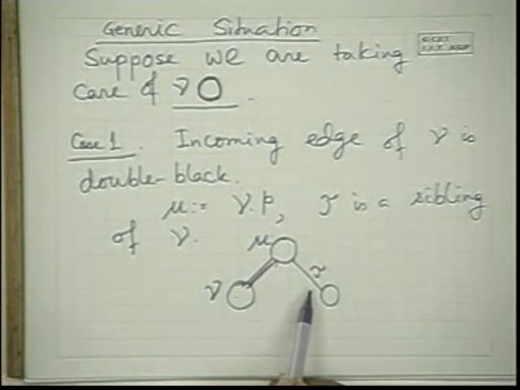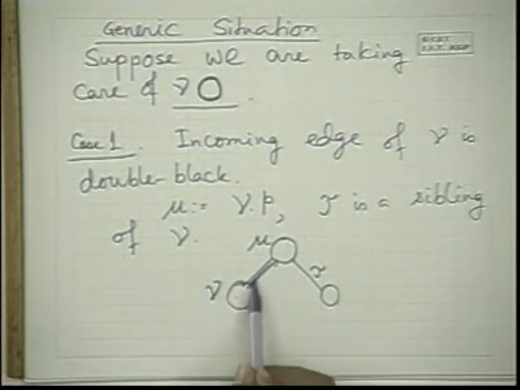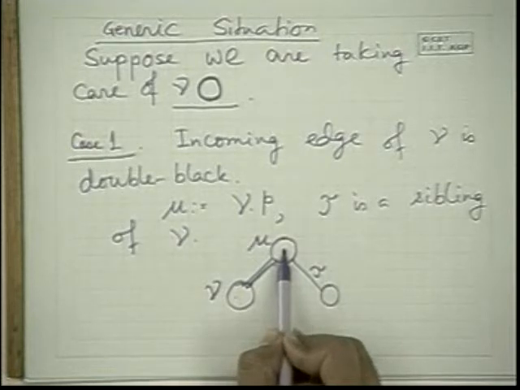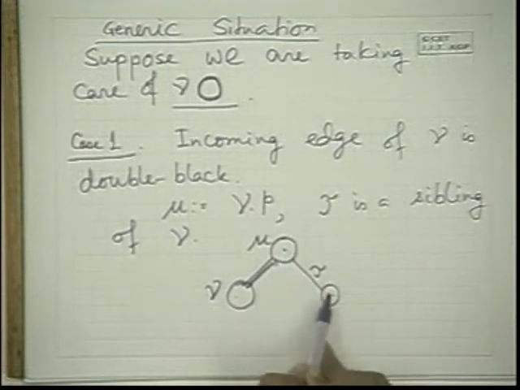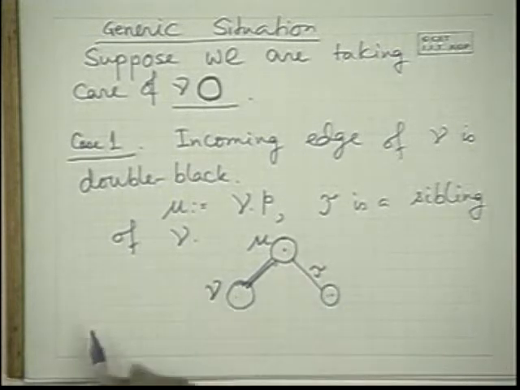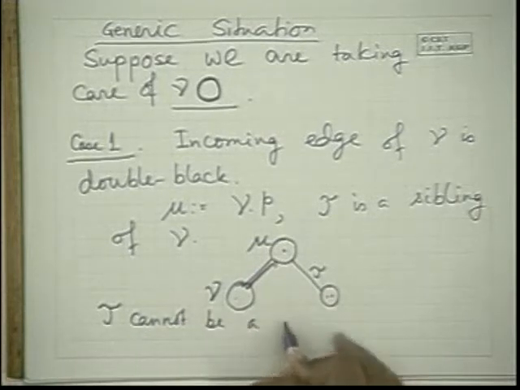Everybody understands this? For this to be a double black edge, that means mu has black height at least 2. But if this were a leaf, suddenly this has only 1 black edge, but that cannot be true by the condition of the red black tree, and I did not disturb the black height so far. That's my assumption, the way I am operating. So it means tau cannot be a leaf.